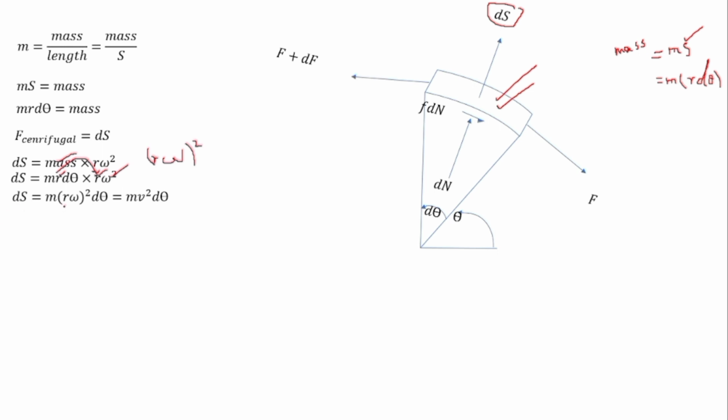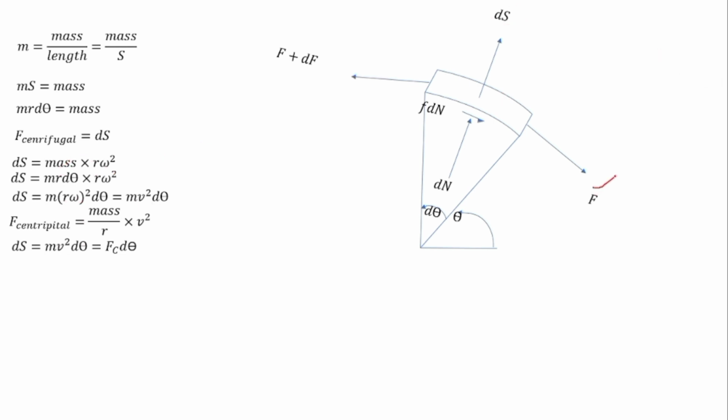And as you know that r omega is equal to v, so instead of r omega, you can put v. And as you know that centripetal force is equal to mass divided by r multiplied by v square, so instead of this, you can put m. So centripetal force Fc is equal to m v square. So instead of this m v square, you can put Fc over here. So dS will be equal to Fc d theta.